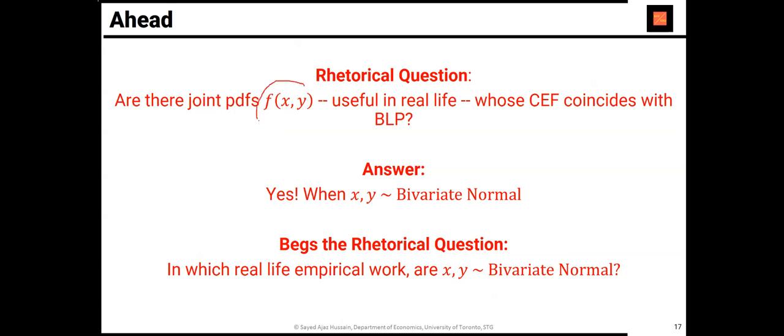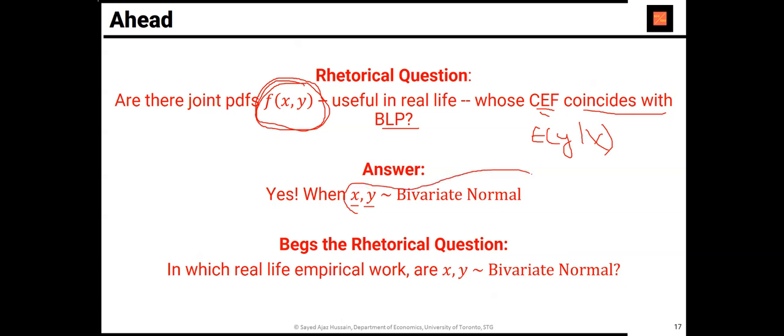Are there any PDFs out there in real life which always have a CEF, the expected value of y given x, which just so happens to be linear? That means they coincide with the BLP. And the answer is yes: if the x's and the y's you're working with are jointly distributed bivariate normal, we're good.